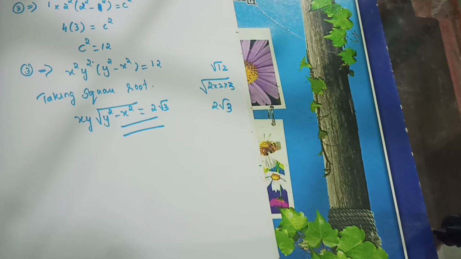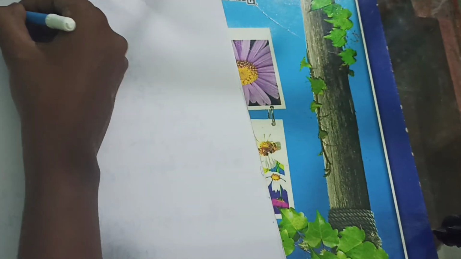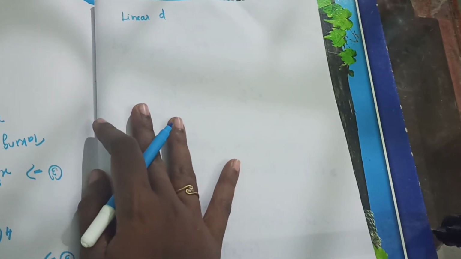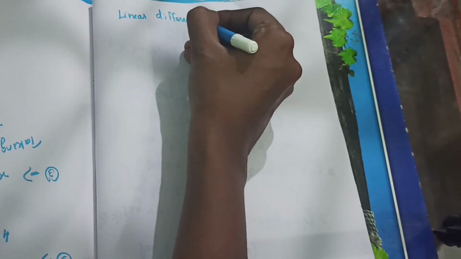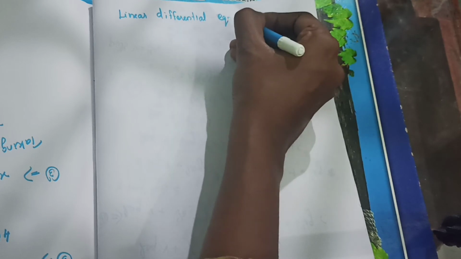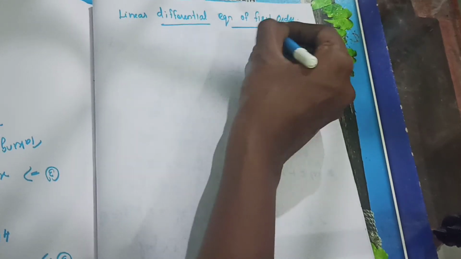Okay. Now it's the end of exercise 4.3. Now let's move to the next exercise, 4.4 exercise. Before that, we are going to learn somewhat important points first. So next our topic name is linear differential equation of first order.